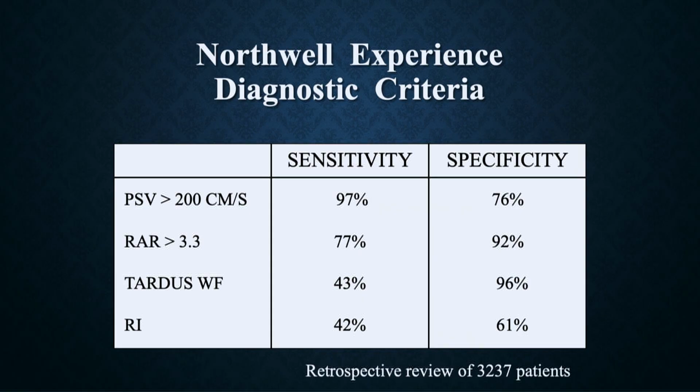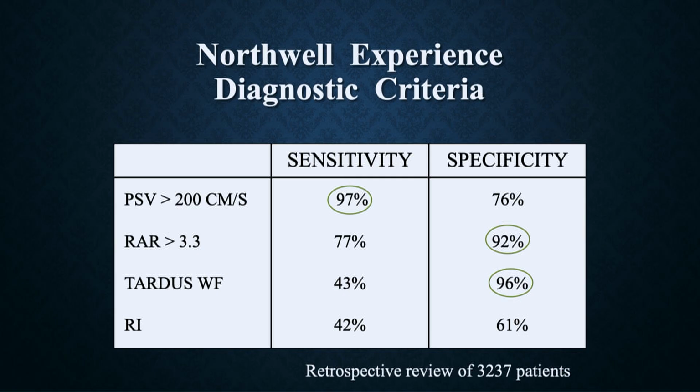I'm going to share some data with you from a study we did years ago. We looked at over 3,000 patients that came to us for renal artery studies. We looked at these different parameters: elevated velocities, ratios, TARDIS waveforms, and resistive indices. What we found is the most sensitive criterion is the peak systolic velocity. It's sensitive, not necessarily so specific. What adds specificity is the renal aortic ratio and the presence of TARDIS waveforms. TARDIS waveforms are not that sensitive, but they're very specific.